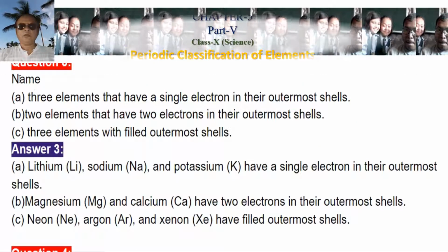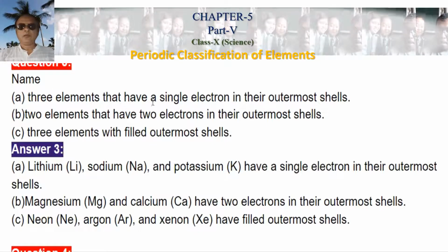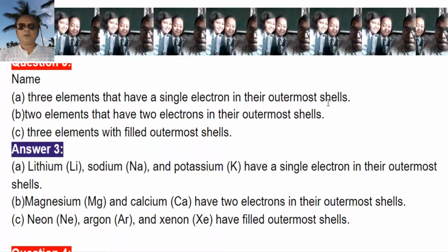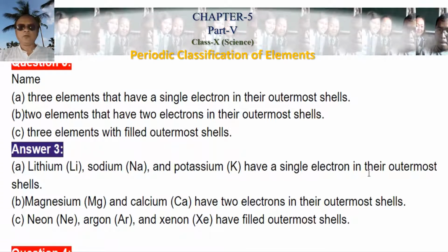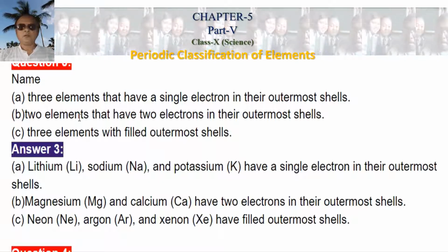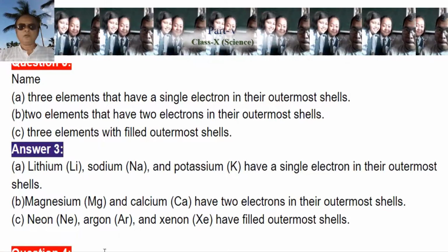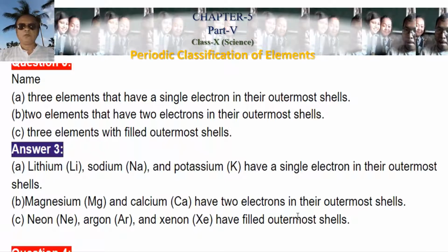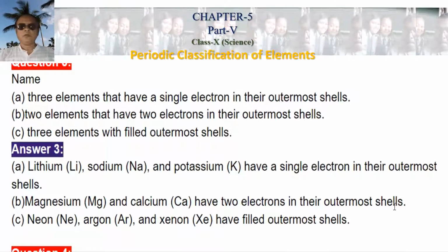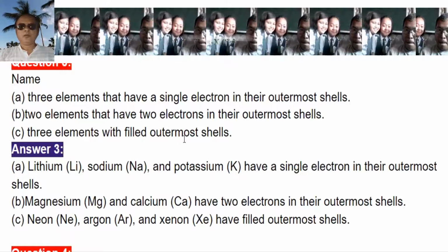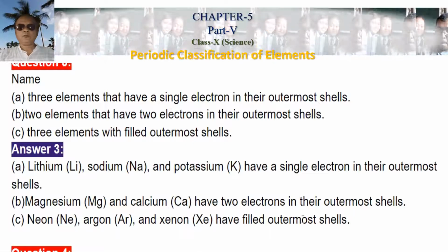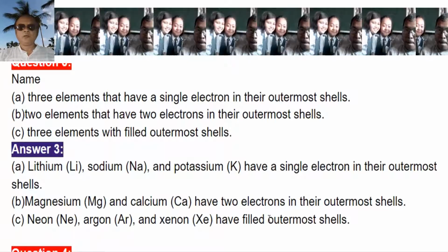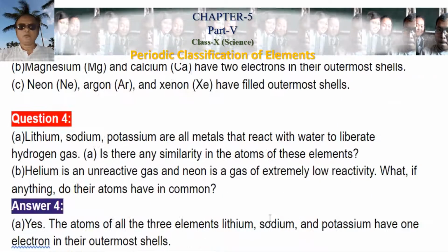Now let's go to question number 3. Name 3 elements that have a single electron in their outermost shell. So lithium, sodium, potassium have a single electron in their outermost shell. 2 elements that have 2 electrons in their outermost shell: magnesium and calcium. 3 elements with a filled outermost shell: neon, argon, xenon have a filled outermost shell, meaning they have 8 electrons in their outermost shell.